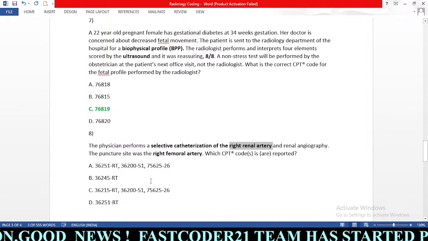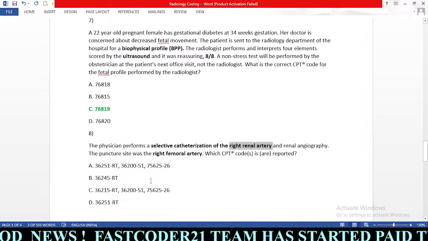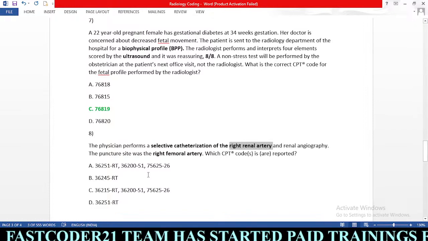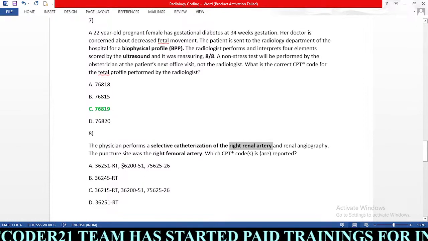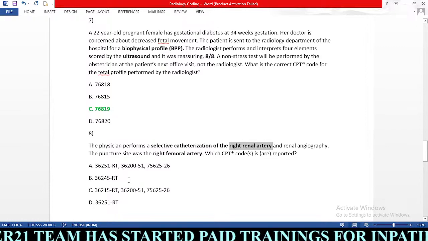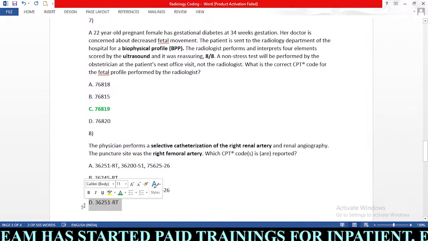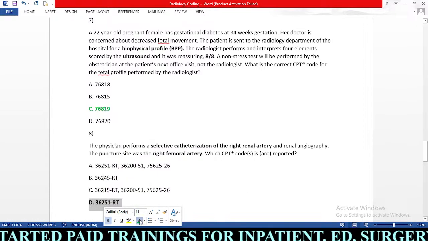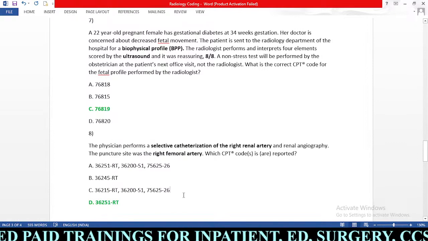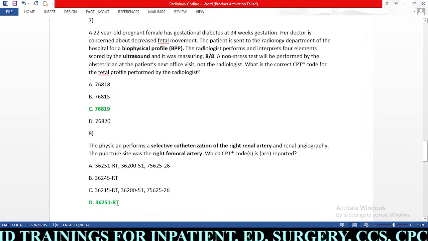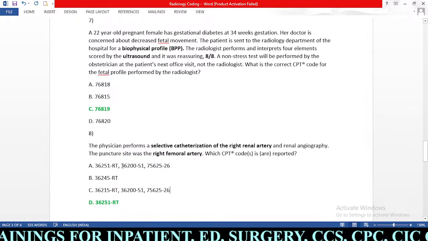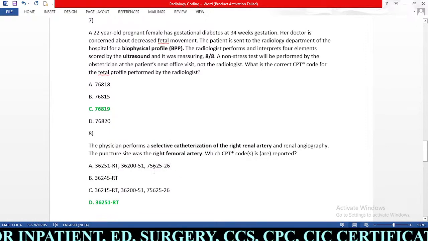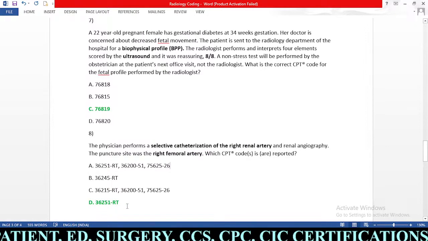So we need not code 36200 and 75625 separately here. Those radiology procedures and access are both included in 36251. So that's why our answer is D. We can't do unbundling in radiology coding. All this information is included in 36251. This is unbundling here, so we can't do it. So our answer is 36251.